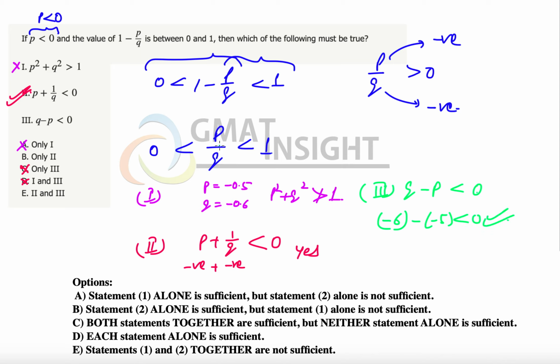In fact, let's understand this thing. P upon q is less than 1. That simply means that absolute value of p must be less than the absolute value of q, and their signs must be identical. Which means q minus p, because the absolute value of p is less than the absolute value of q, so q minus p will always result in a negative value, because q is less than p, right? Therefore q minus p will always be less than 0, and therefore the third part definitely must be true. We have already checked it with the values, and therefore the answer to the question must be option E.